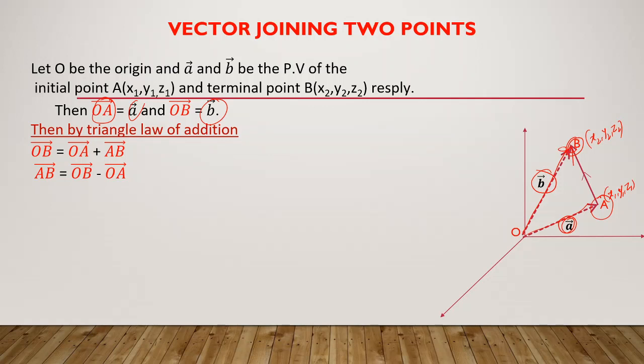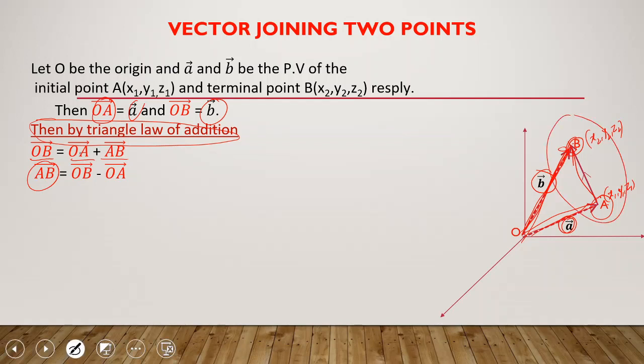So the position vector of A is OA, and the position vector of B is OB. Now I want to find the vector AB. Applying the triangle law of addition, vector OB is equal to OA plus AB. What I want here is vector AB, so keep AB there itself and take OA to the left side. It becomes minus OA.